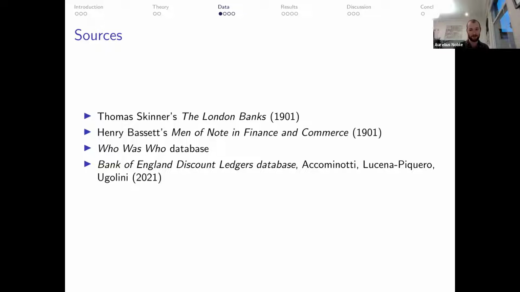So the foundational source that I use to gather my sample for this is Thomas Skinner's The London Banks, which is a business directory running from the 1860s to, I think, 1916.